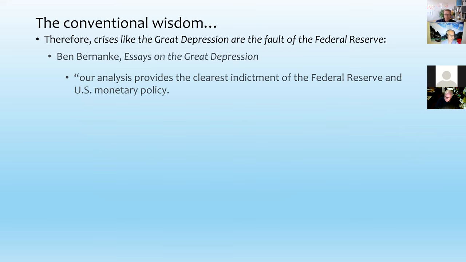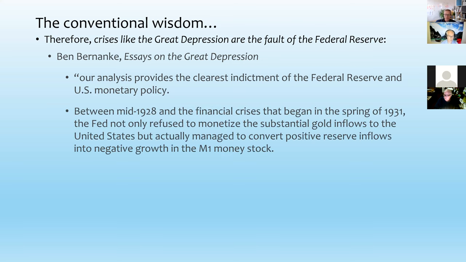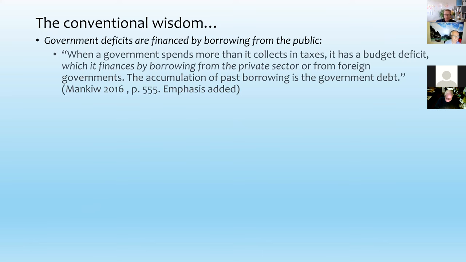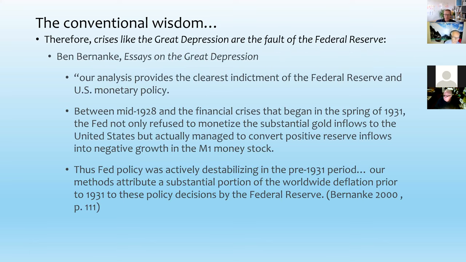And if you look at Ben Bernanke, who was, of course, the central banker in charge of the Federal Reserve during the 2008 financial crisis, in looking back at the Great Depression, he blamed the Great Depression on the Federal Reserve. And he said, between mid-1928 and spring of 1931, the Fed did not monetize gold inflows, didn't convert reserves into growth in the money stock. It was actually destabilizing.